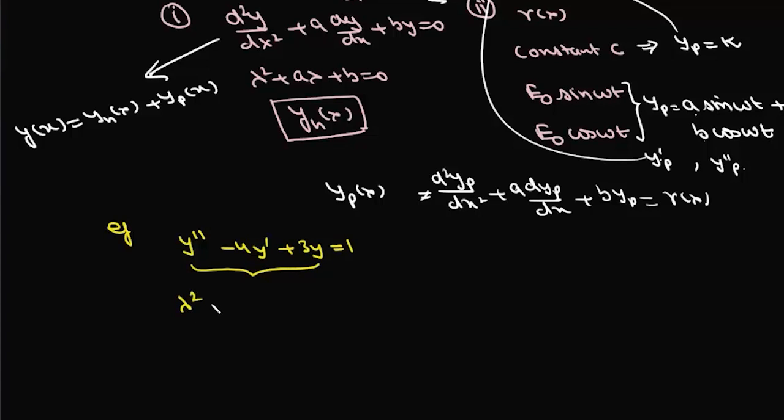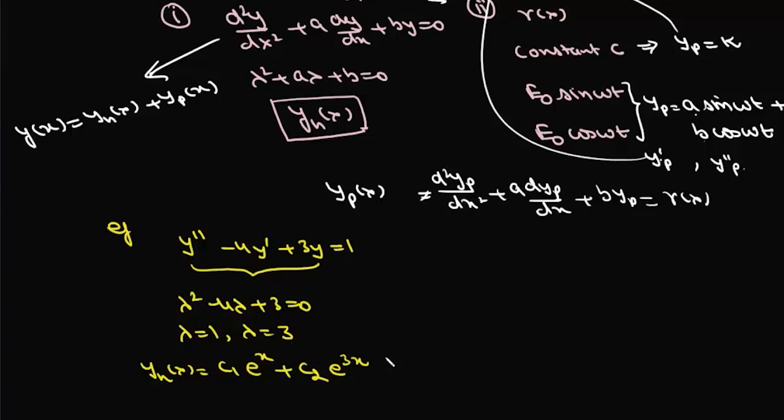So it'll be lambda square minus 4 lambda plus 3 equals 0. So we'll get lambda is 1 and lambda is 3. So we can write this yh(x) as C1 e to the power x plus C2 e to the power 3x. So that's the solution of your homogeneous part.